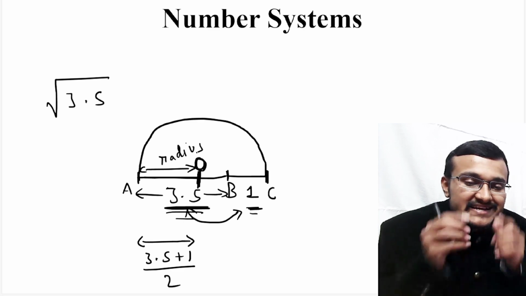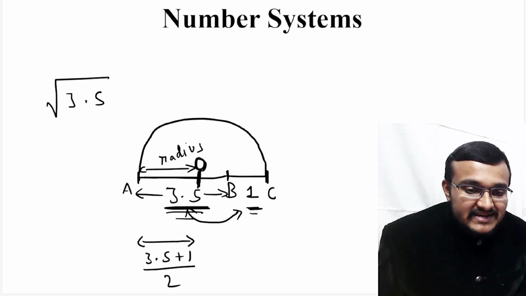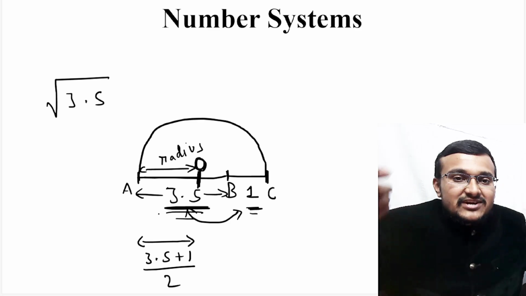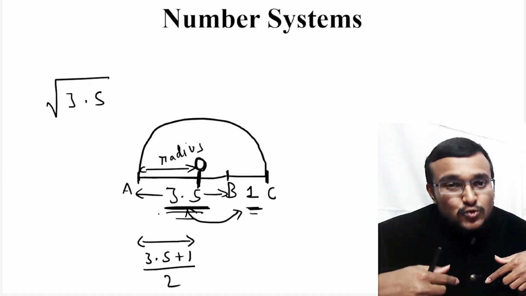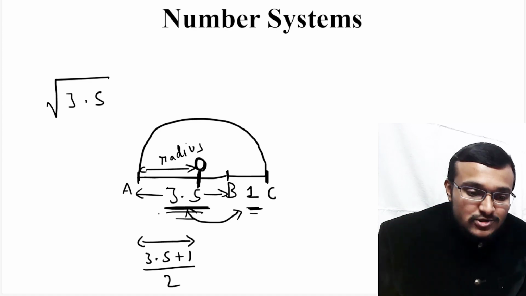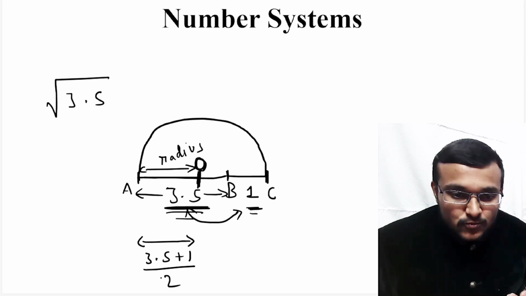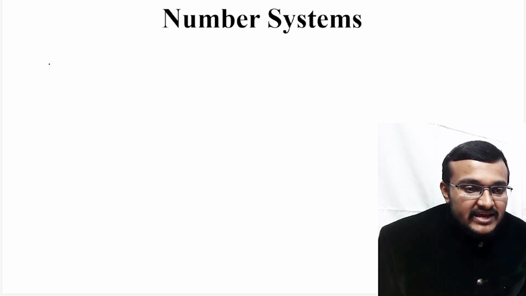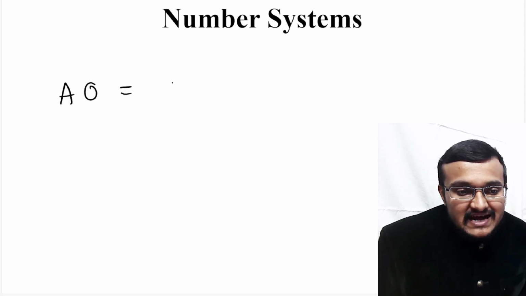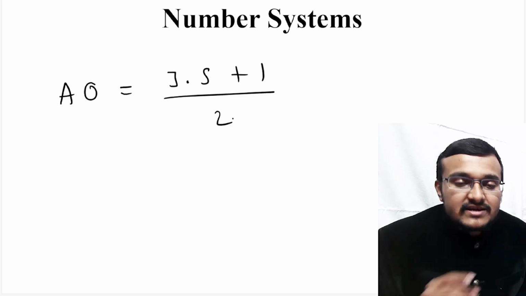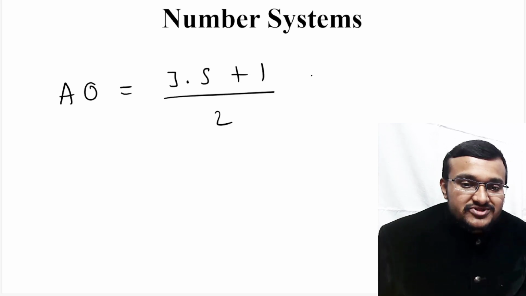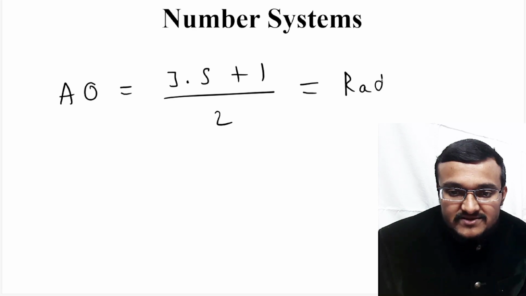If you want to get the radius of the semicircle, that is AO, then you have to consider AC and divide AC by 2. So when you do AC by 2, that is 3.5 plus 1 divided by 2. So AO is 3.5 plus 1 divided by 2. This is the radius of the circle.